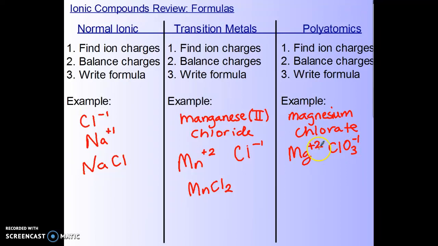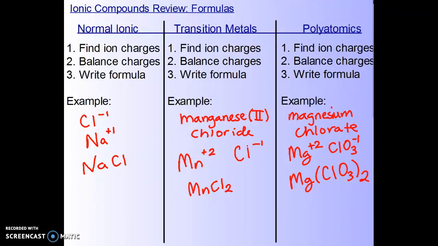So if we wanted to write a formula with these two, we have to do the crisscross. We're going to have 1 magnesium, but we're going to have 2 chlorates. That means we need to put it in parentheses. Don't forget to put it in parentheses. So ClO3, that's the whole polyatomic ion, but we need 2 of the polyatomic ions, so that 2 is going to go outside the parentheses. And it's kind of like 2 is multiplied by everything inside the parentheses.